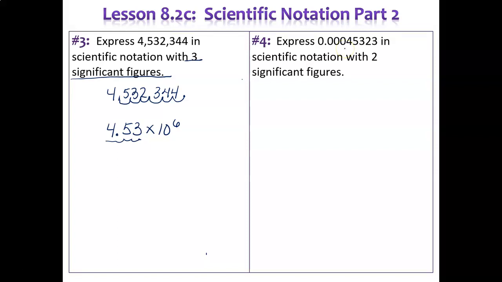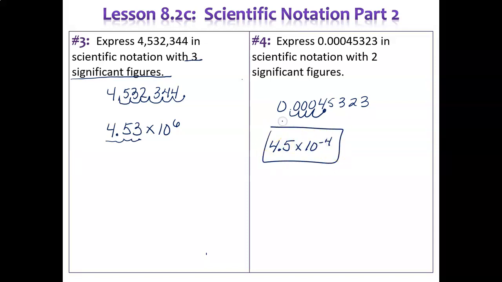So this is a decimal, so we should have a negative exponent. So we're going to move our decimal 1, 2, 3, 4, and it says 2 significant figures, so it's going to be 2 significant figures times 10 to the negative 4. All right, that's all we have.